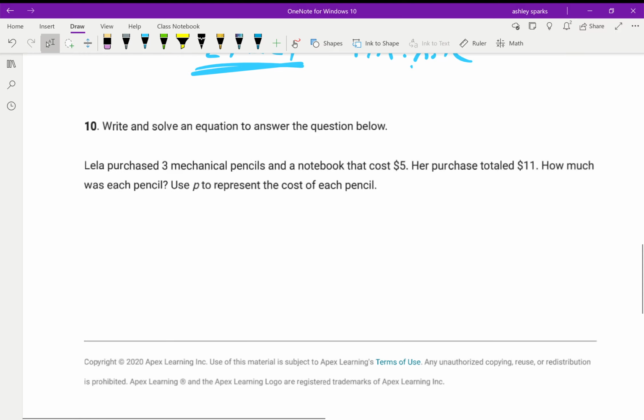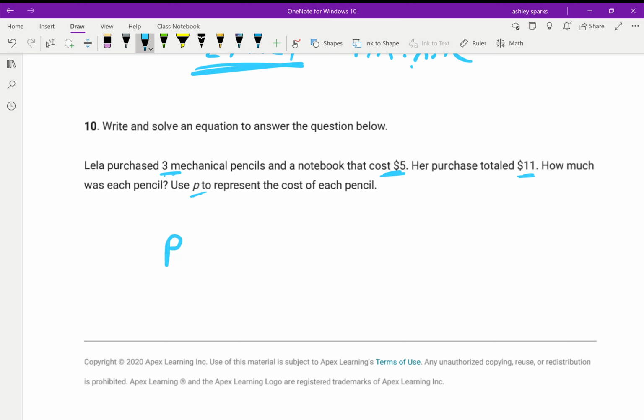Okay? And our final problem is a nice word problem, which I know is everyone's favorite. But we'll piece through these. You might see some. Just take your time and think it through. So Leah purchased 3 mechanical pencils, probably important, and a notebook that cost $5. Okay? Her purchase totaled $11. How much was each pencil? Let P represent the pencils. All right, so P is my pencil.